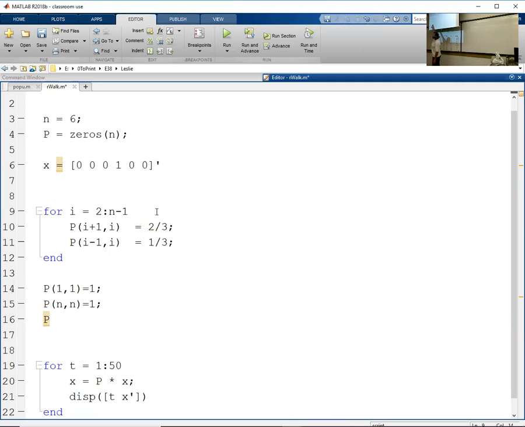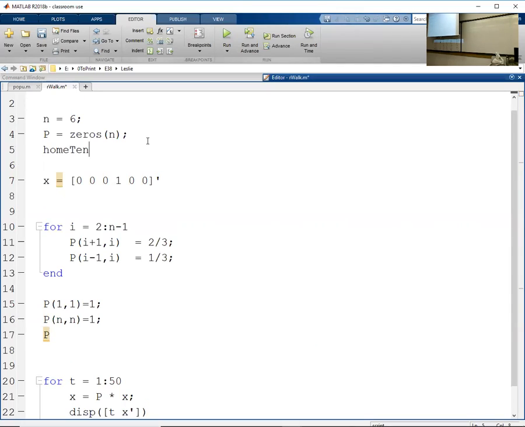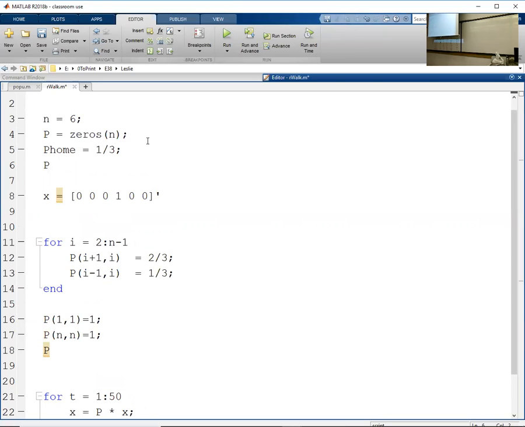Does the 2 need to change? No. The 2 stays the same, but what changes is where the bottom of this is as this matrix grows out that way. Good. What else did I change? Your 1/3, because of your probability. Yeah, my probabilities. Okay, good. So let's call that home tendency. Let's call it P home and P bar. Why did I do that?